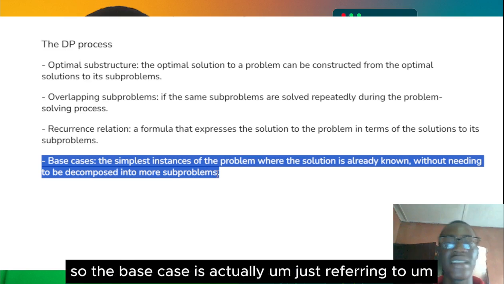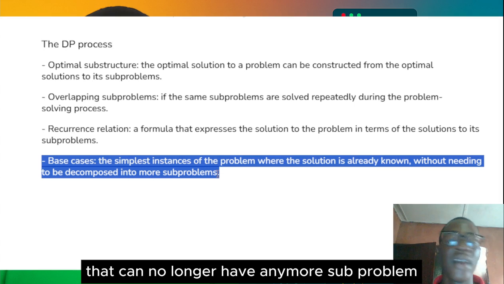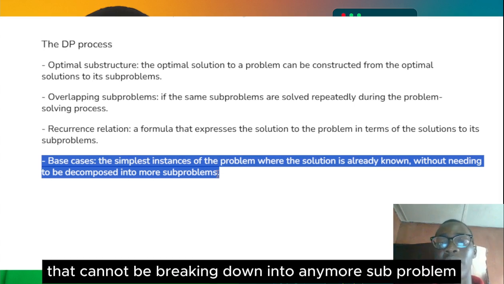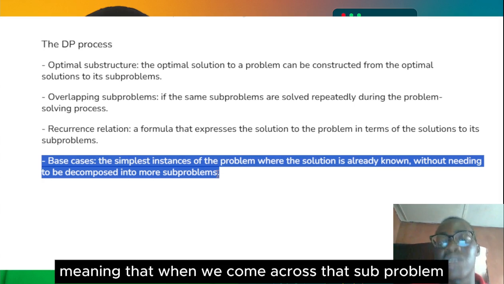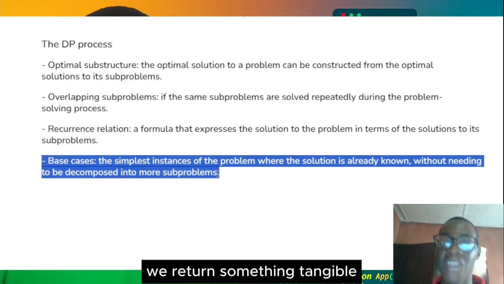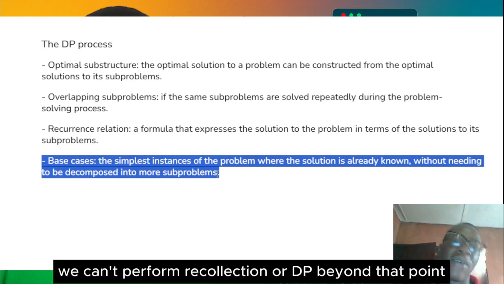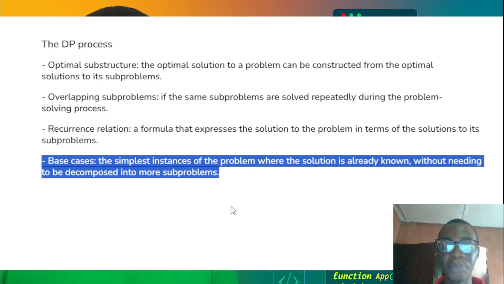So the base case is actually just referring to the subproblem that can no longer have any more subproblem, or a subproblem that cannot be broken down into any more subproblem, meaning that when we come across that subproblem, then we've gotten to the base case, we return something tangible, and we cannot go further down. We can't perform recursion or DP beyond that point.